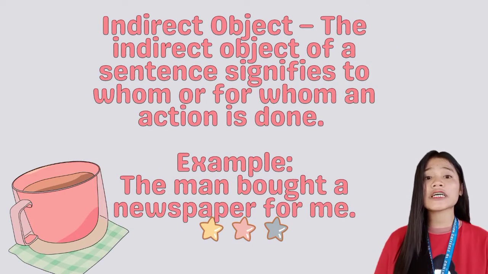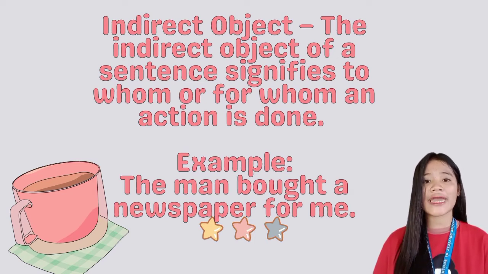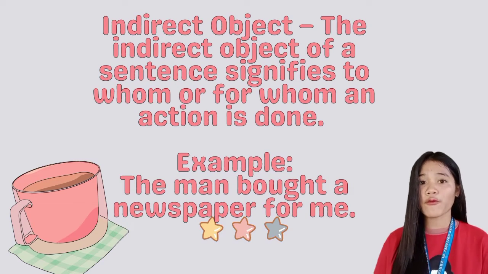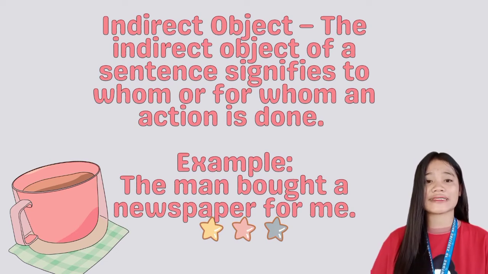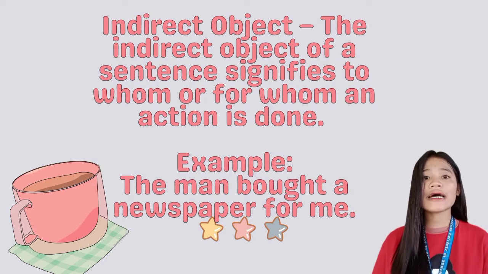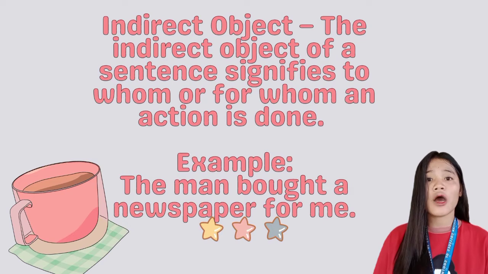The indirect object of a sentence signifies to whom or for whom an action is done. An indirect object answers the question for what, of what, to what, for whom, or to whom, and accompanies a direct object. For example, in the sentence, "The man bought a newspaper for me." In this sentence, the indirect object is the word me because it answers the question to whom the man bought the newspaper. So, to me, right?